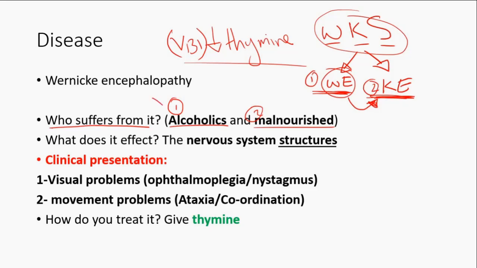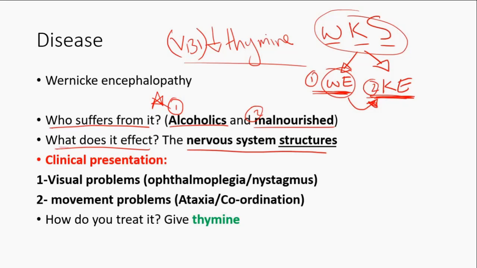So first important point to remember, who does it affect? Now, the second question is, what does it affect? That's really important for the pathology. And the answer is specific nervous system structures. So why is it so important that you understand the specific nervous system structures? Because each structure that's affected will develop a specific symptom.